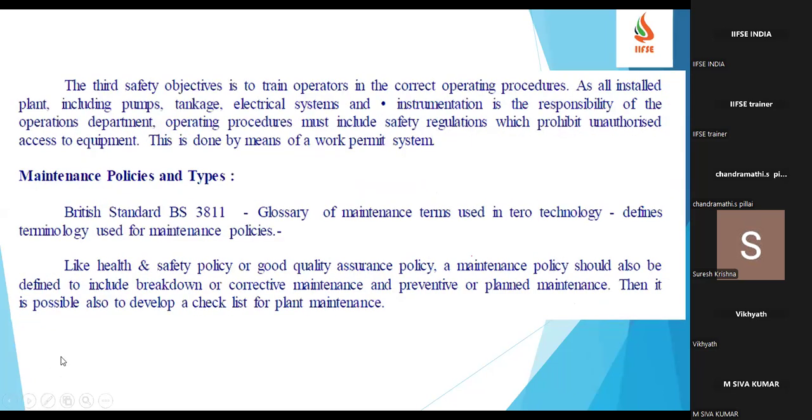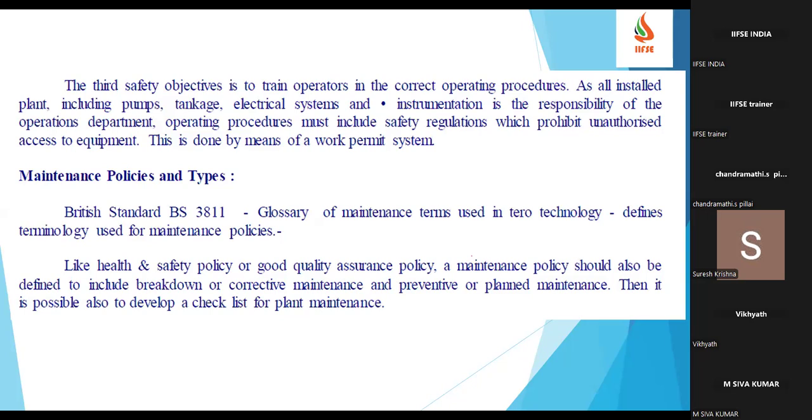And the third objective is to train the operators in the correct operating procedures. As all installed plant, including pumps, tanks, tankage, electrical systems and instrumentation, is the responsibility of the operating department, operating procedures must include safety regulations, which prohibit unauthorized access to the equipment. And this is done by means of a work permit system.